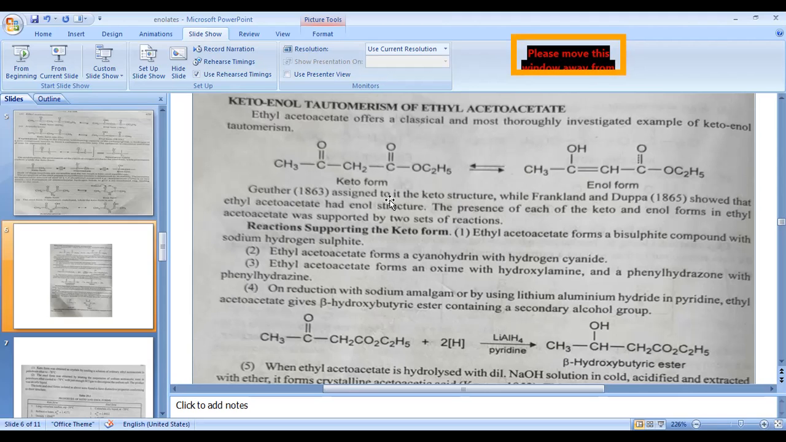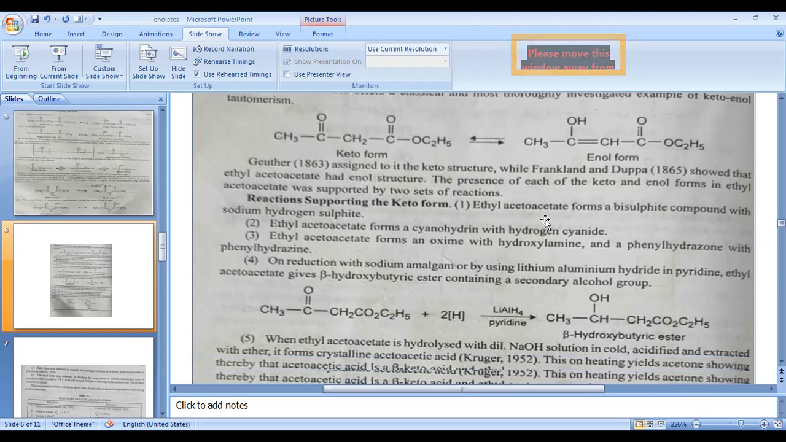Geuther in 1863 assigned to it the keto structure, while Frankland and Duppa showed that ethyl acetoacetate has the enol structure. The enol structure was assigned by these two, Duppa and Frankland. The presence of both the keto and enol forms in ethyl acetoacetate is supported by two sets of reactions.